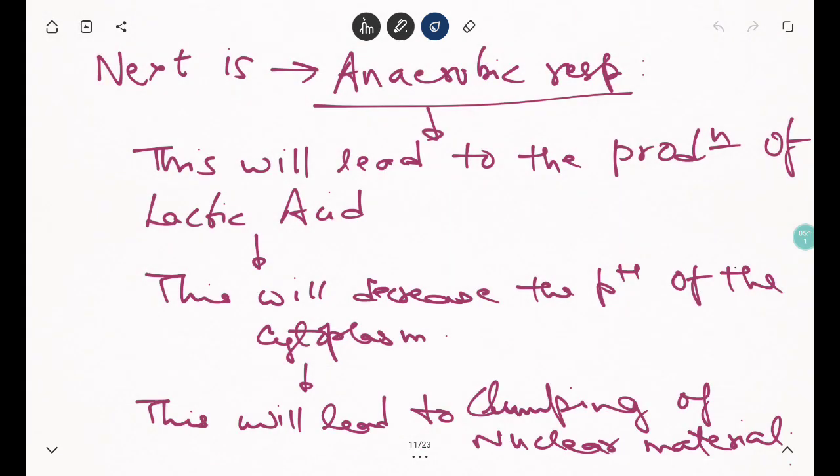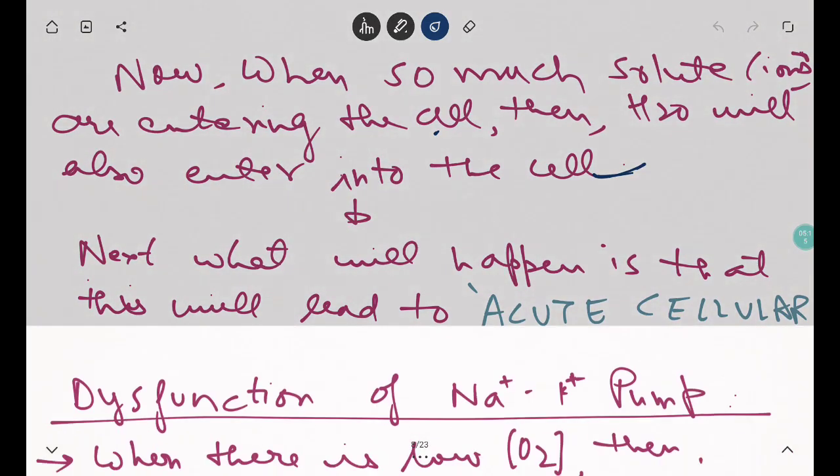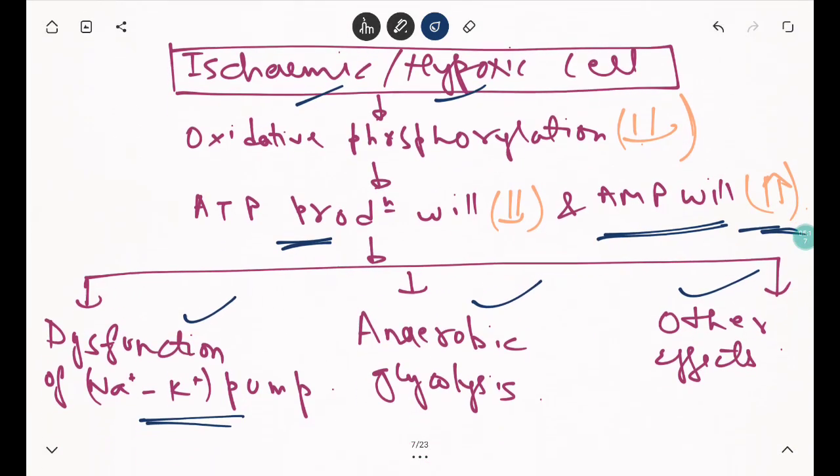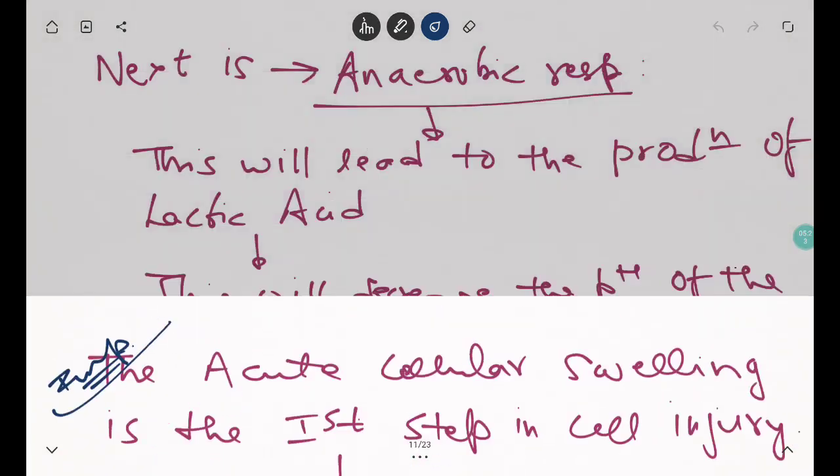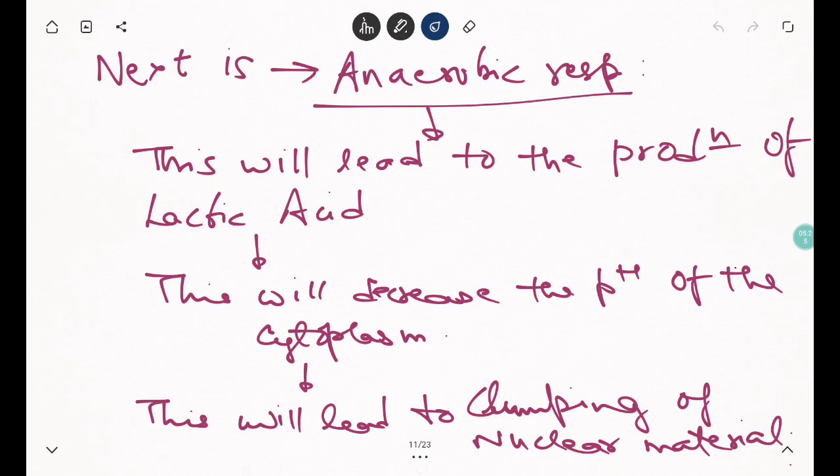Now next is anaerobic respiration. Anaerobic respiration has three effects. First is dysfunction of the sodium potassium pump, which we discussed. Second is anaerobic glycolysis. Okay, so there was a disturbance. The next effect is anaerobic respiration or anaerobic glycolysis.